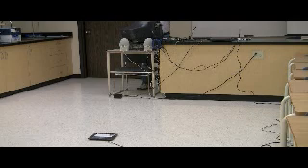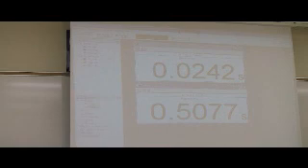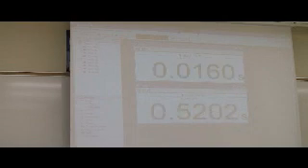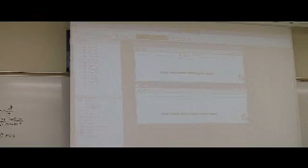So here's a demonstration of a launch at low speed. Here's a timing of slow speed. Here's a sample of a timing at medium speed. Here's a timing at high speed.